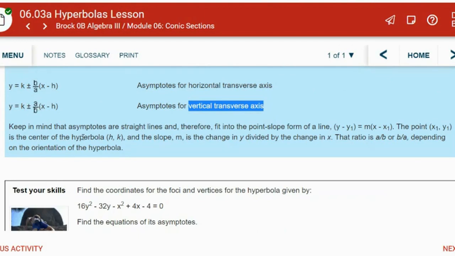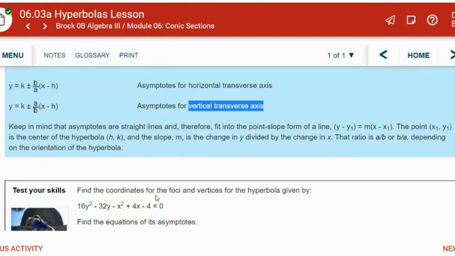So keep in mind, these asymptotes are straight lines, and they will fit into the point slope form, y minus y1 equals m times x minus x1, or y equals mx plus b, right? The point x1, y1 is the center of the hyperbola. The slope m is the change in y divided by change in x, which is the a over b or b over a. That gives us the slope right there.